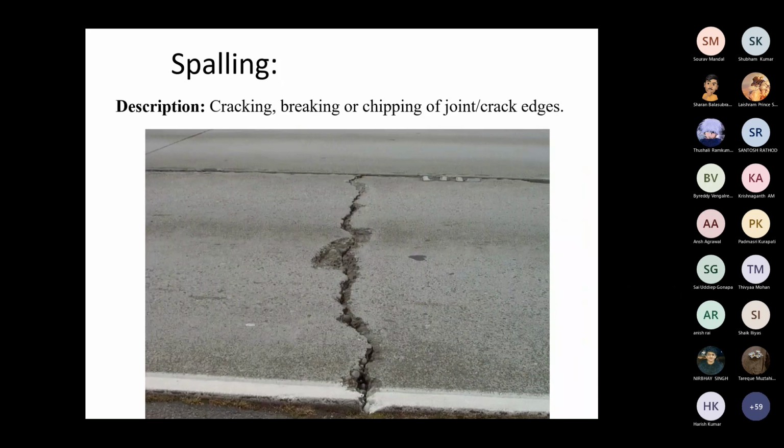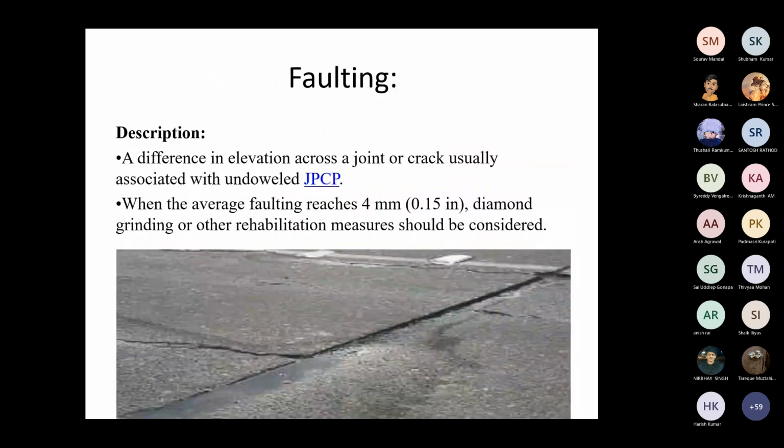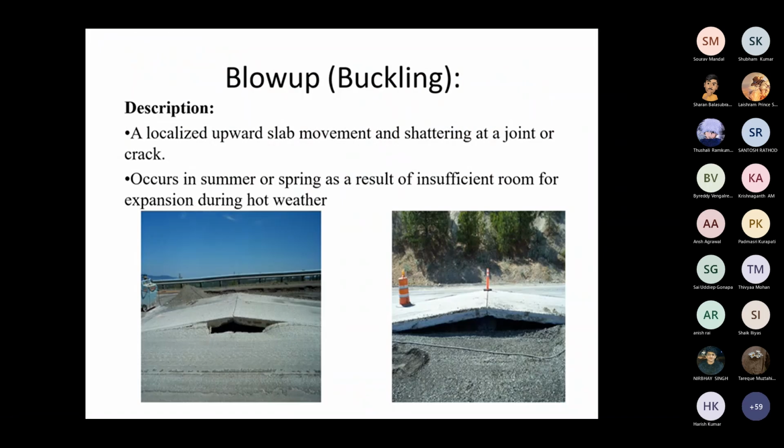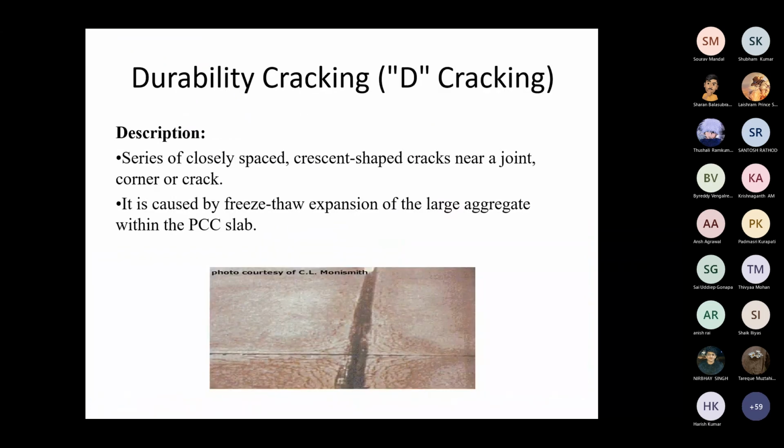Then spalling is the cracking or breaking or chipping of joints or cracks. Let's say some crack has already developed, or it is near the joints; the breaking and chipping of the joints or the crack edges can occur. So these are the different distresses in rigid pavement. Blow up means upward slab movement. Corner break means around the corner, a lot of cracks will be there.